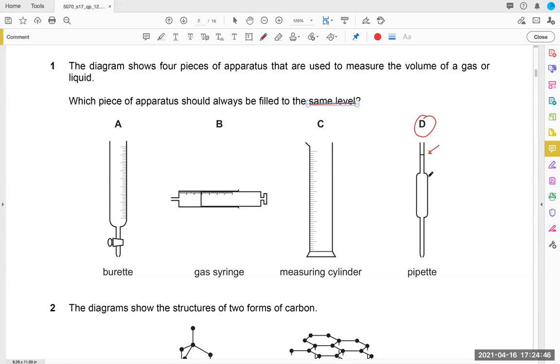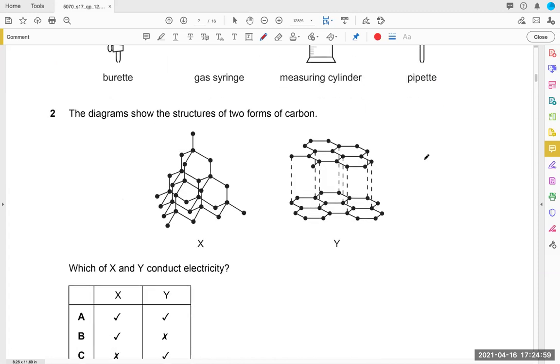Do you notice that it has just one value and the rest are graduated multiple times and this is only one? So pipette is the one that measures just one value, one volume, and it does it really well. So it has to be filled to the same level every time.